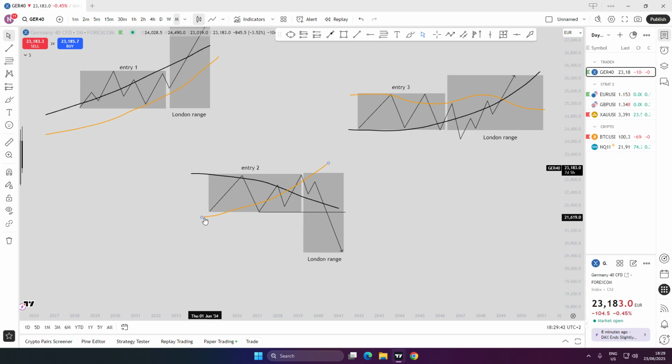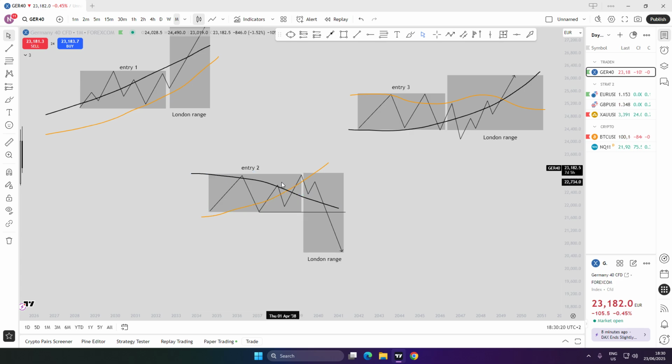For example here, the 200 EMA crosses the 50 EMA. The 50 EMA is underneath the 200 EMA, so we look for a breakout to the downside. So for example here, this takeover is in the Asia session, so don't be confused with entry model 3. This crossover happens in the London range, and that's why in the beginning it's a little bit difficult, but it's not very difficult.